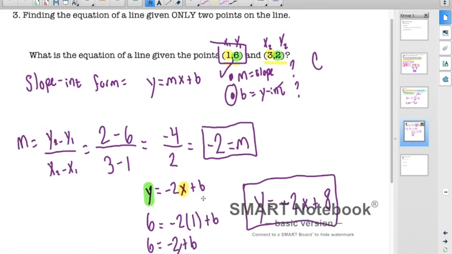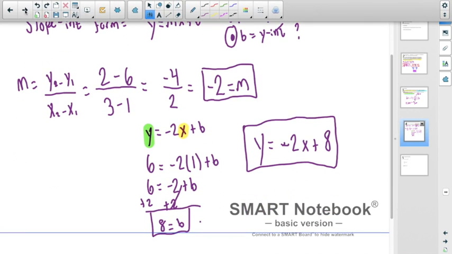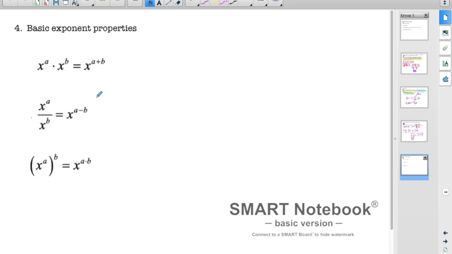Okay? And last but not least, some basic exponent properties. Make sure you guys write this down. If I didn't say that at the beginning, write everything down. Okay? Because these are all important. And these are things that tend to stump us a lot.